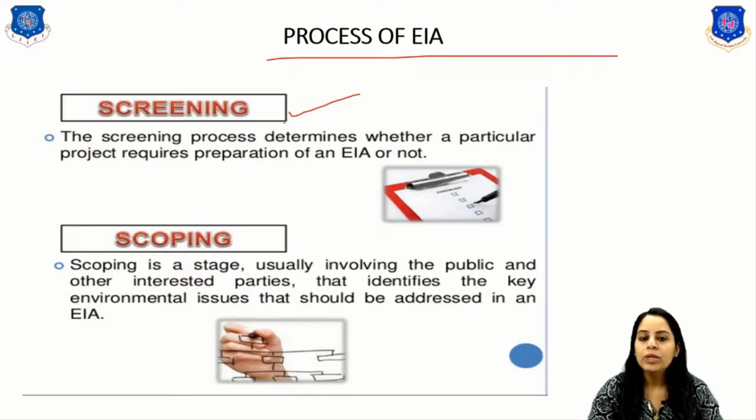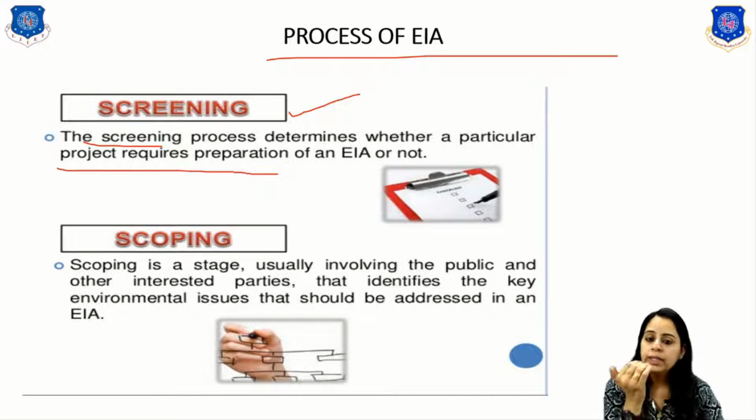Okay, so what do we mean by screening? The screening process determines whether a particular project requires the preparation of an EIA or not, right? So, how to screen? Case by case, by specific types, or by a combination of the approaches, and always using the Annex 2 criteria, right? The criteria include the characteristics of the plan, their effect, and the affected areas, etc.